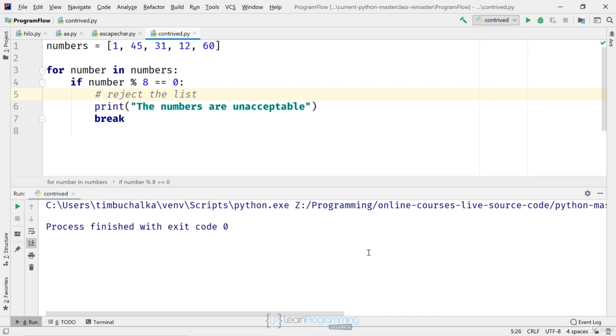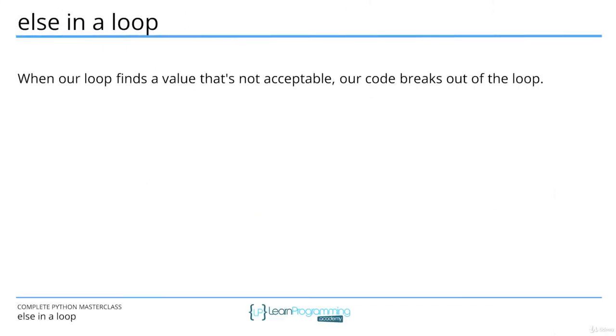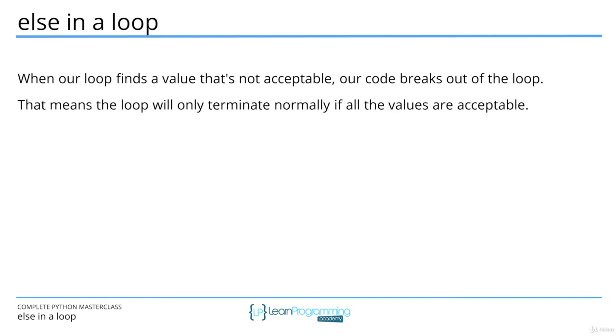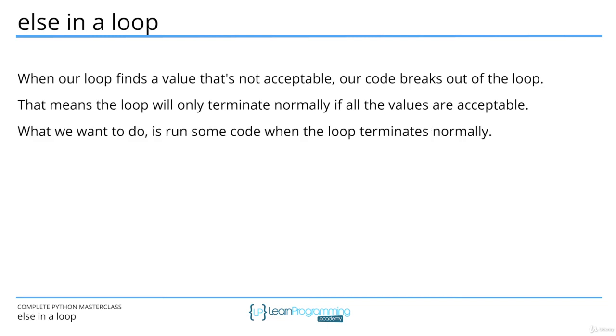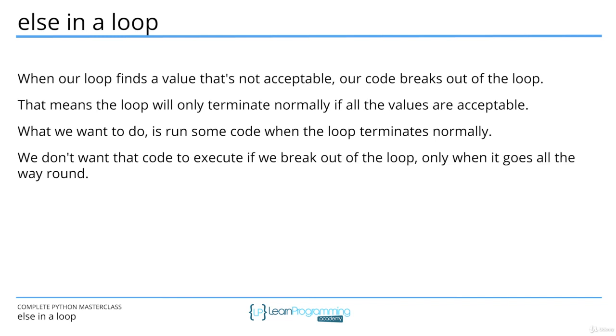So this is where Python's else can be useful when used in a loop. When our loop finds a value that's not acceptable, our code breaks out of the loop, as we saw the first time we ran the program. That means the loop will only terminate normally if all the values are acceptable. So what we want to do is run some code when the loop terminates normally. We don't want that code to execute if we break out of the loop, only when it goes all the way around. And that's exactly what else does.